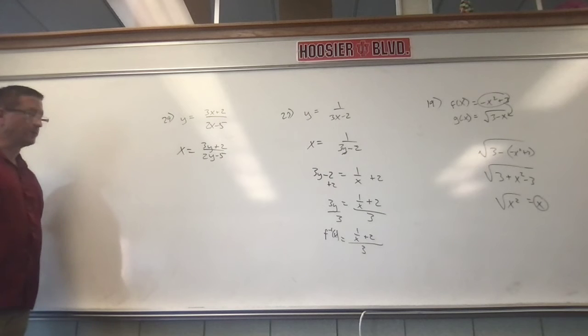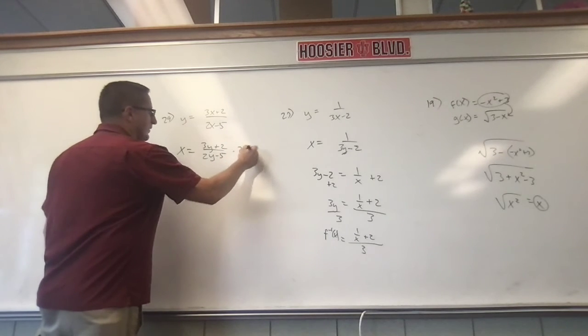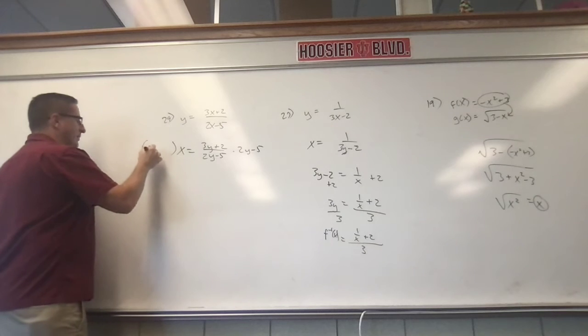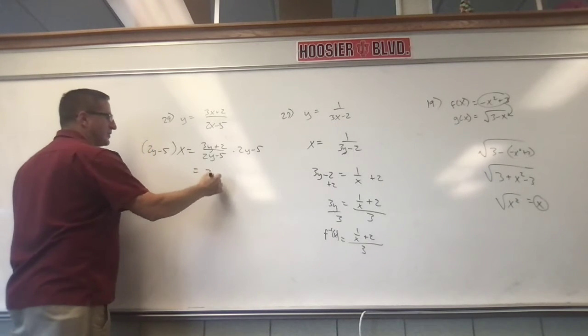Okay? So do what? Multiply the bottom by both sides. Times by what? Multiply by the bottom. So 2y minus 5? Good. Times 2y minus 5, times 2y minus 5. Okay? So these cancel out with 3y plus 2 on the right.